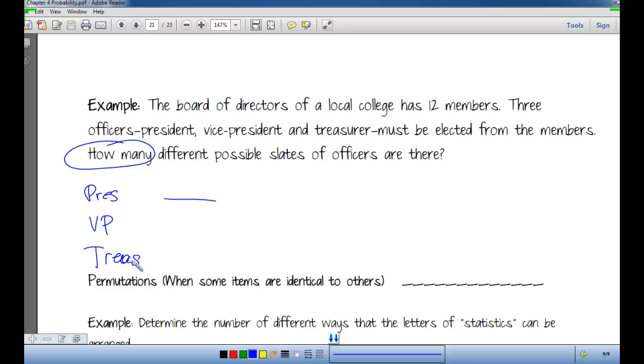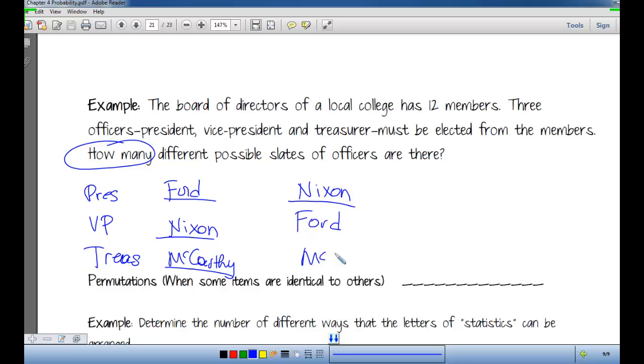But okay, so for president, vice president, treasurer, we'll just use some old names. Let's say we have Ford, Nixon, and I don't know, McCarthy or something. Is that the same as if I said, no, we're going to have Nixon for president and Ford for vice president, and then McCarthy can still be treasurer? Do we regard these two things as the same?